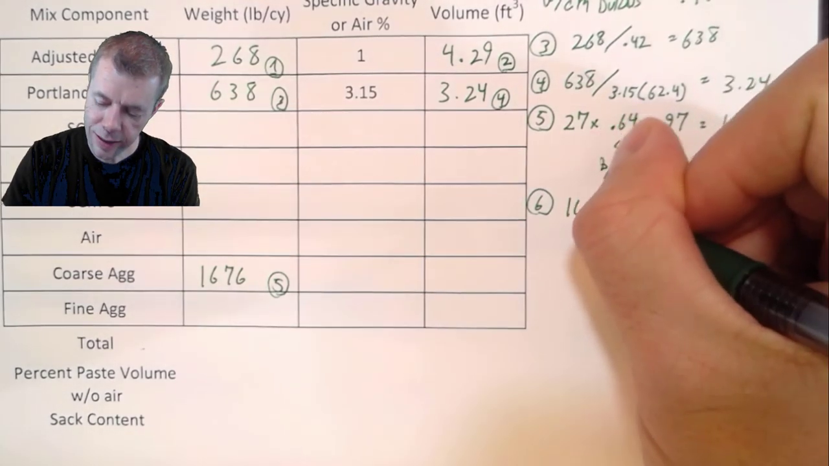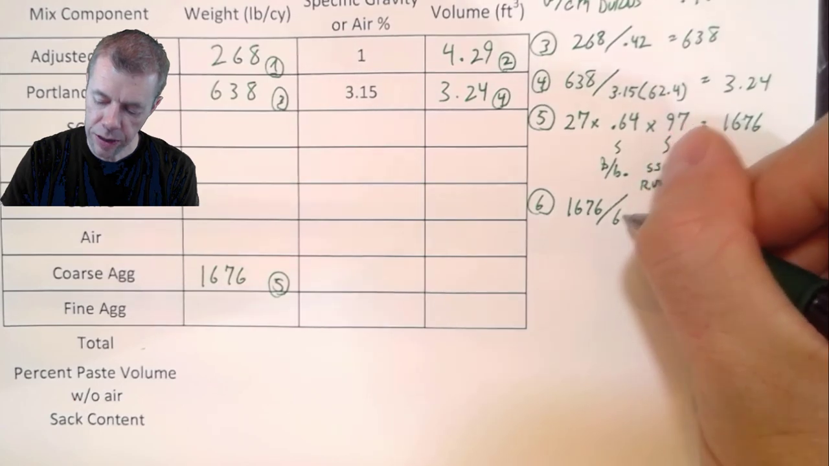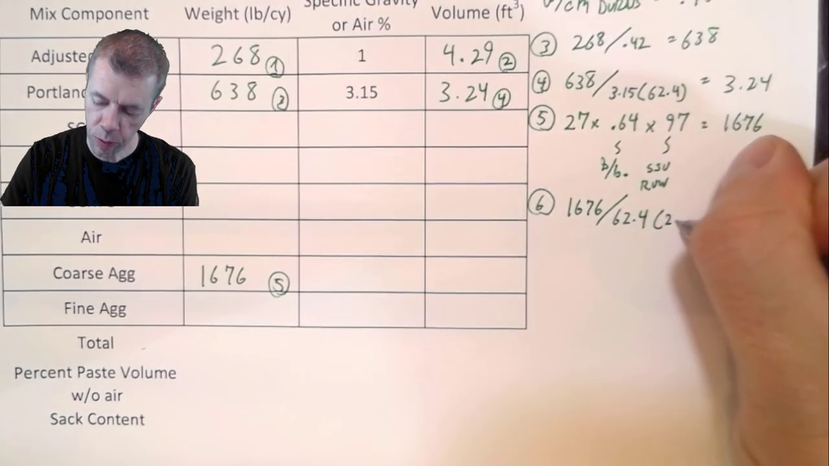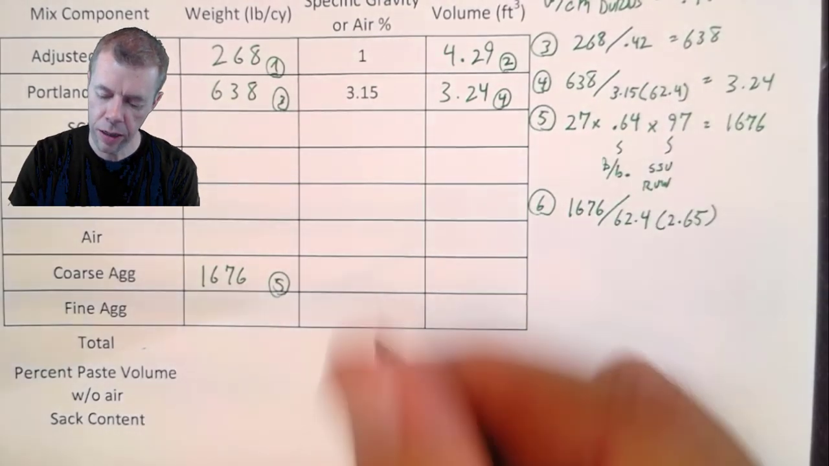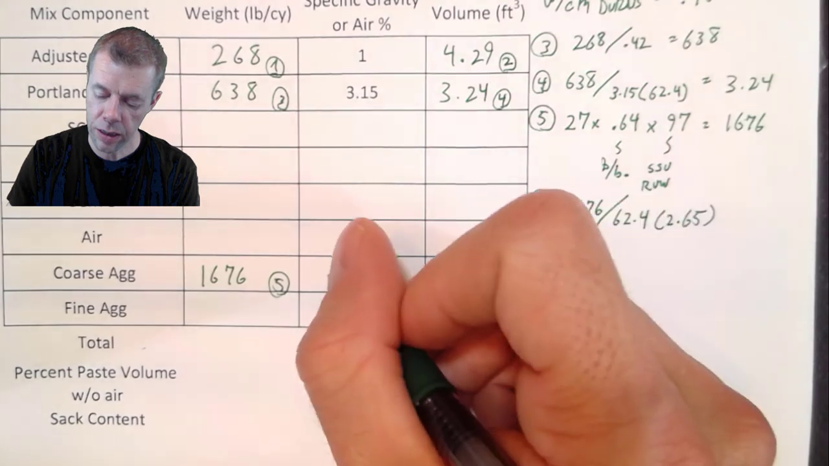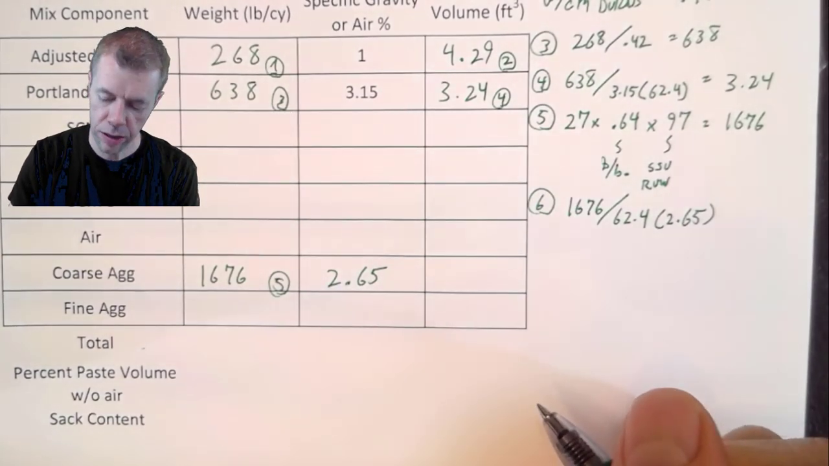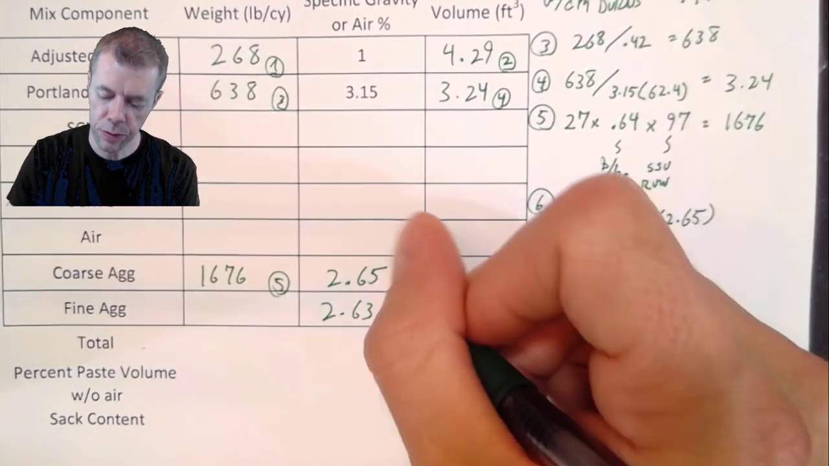We take 1676 and we divide by 62.4 times 2.65. Why did we do that? Why did we use 2.65? Well, I forgot to write it in. Specific gravity is 2.65 for the coarse aggregate and 2.63 for the fine aggregate. This was given.